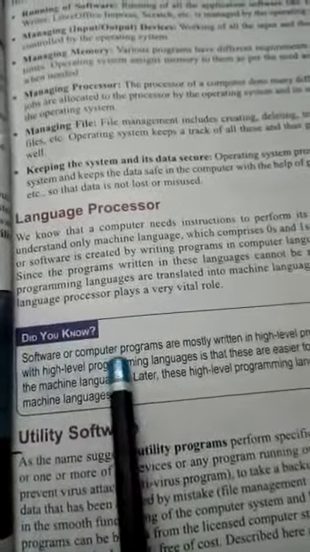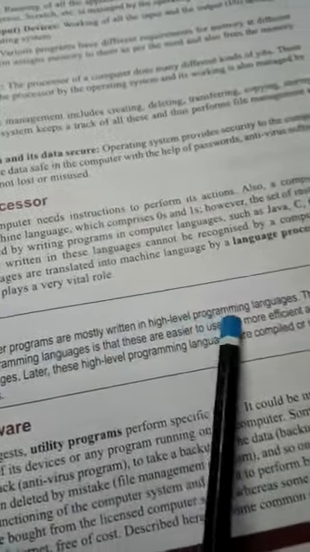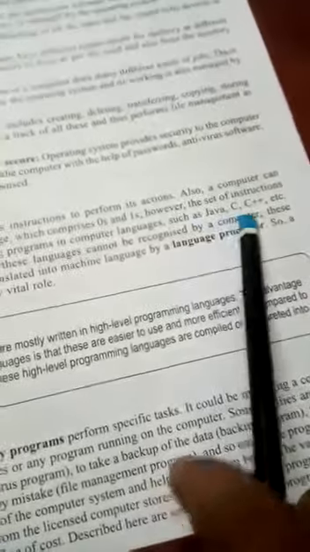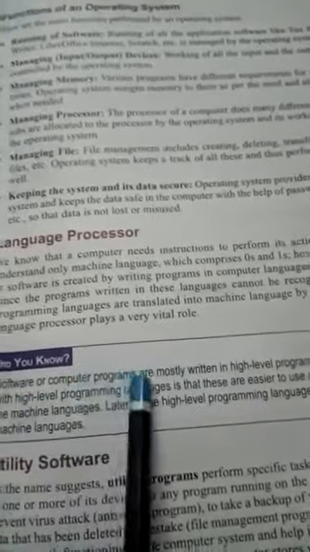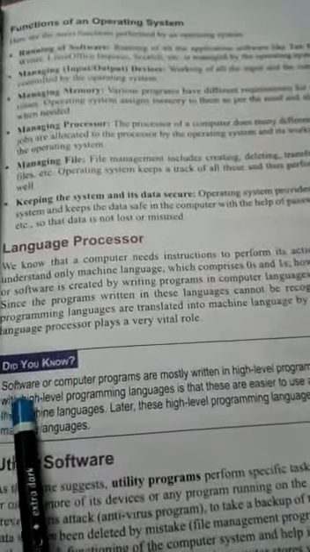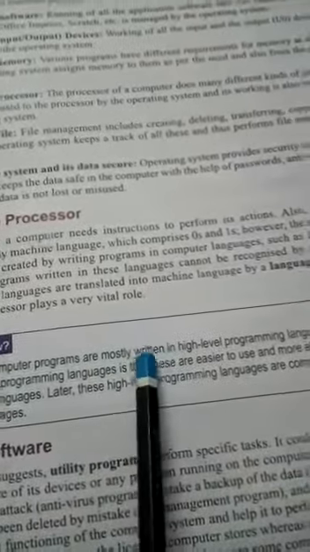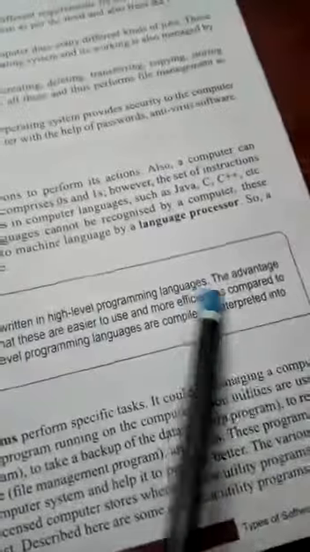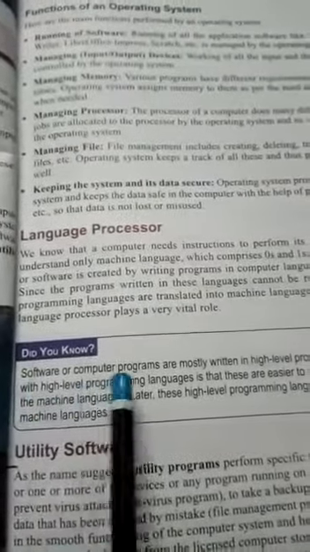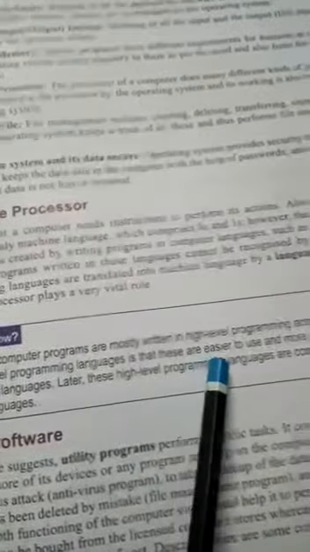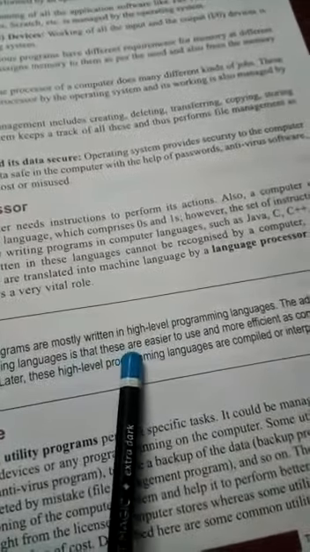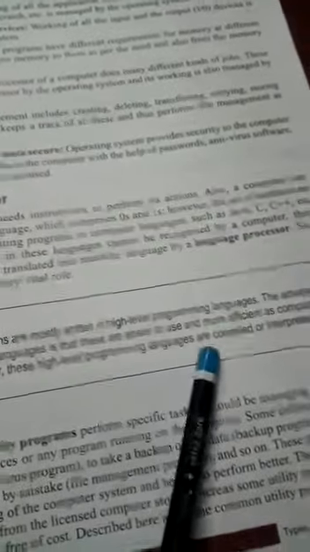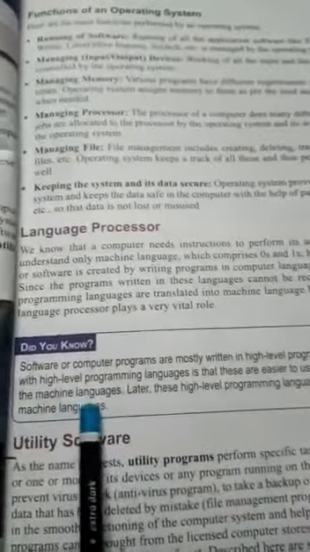Did you know software, or computer programs, are mostly written in high-level programming languages? Java, C, C++ are high-level programming languages. Software and computer programs are the same; computer programs are called software. The advantage with high-level programming languages is that they are easier to use. This is the main benefit. They are easier to use and more efficient compared to machine language.